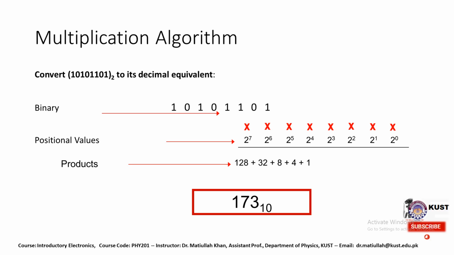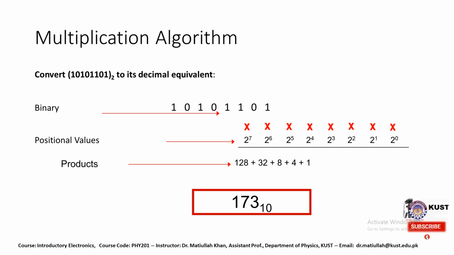Then finally, if we add up the products, it will give us 173 in base 10. So in this simplest way we have converted the value from the binary number system to the decimal number system. This is how we are playing with number conversions.